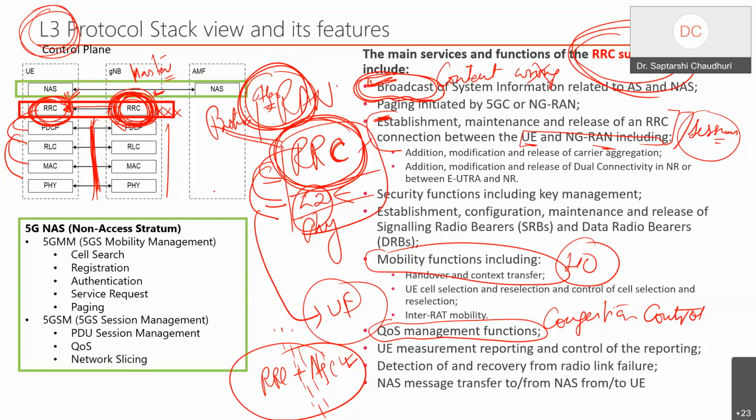Now another green entity I have kept here. This is called the non-access stratum, and this is the heart of the device layer 3, and that gets terminated at one of the entities called AMF, access and mobility management function, in the core network actually. So here the base station doesn't play any role. The base station just becomes a relay. It doesn't sneak into the NAS packet and transparently sends it to the core network.